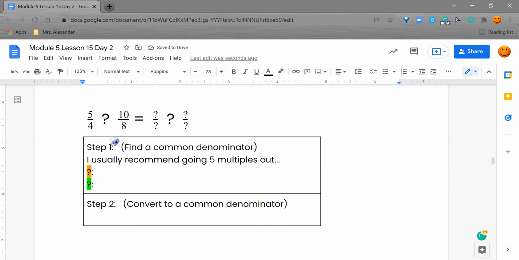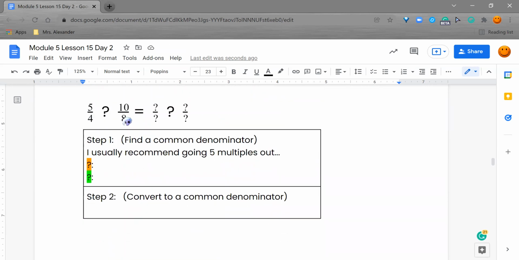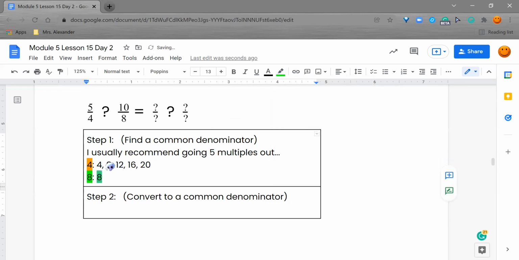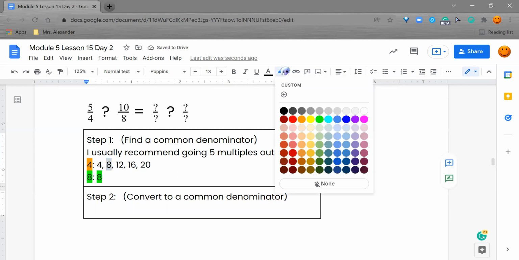Let's look at one more example. I have 5 4ths and 10 8ths. So right here, I'm going to write 4 in the orange, and in the green, I'm going to write an 8. So right here, I'm going to do 4, 8, 12, 16, and 20. It's my 5 multiples of 4. Now I'm going to go ahead and do 8. 8, oh, look at that. I can stop because they both have 8 in common. So I'm going to highlight my 8 only so that I can see that 8 is my common denominator.